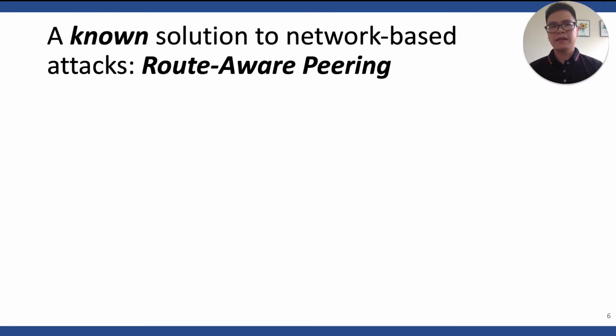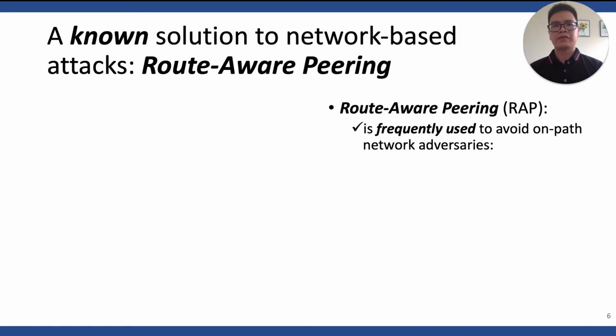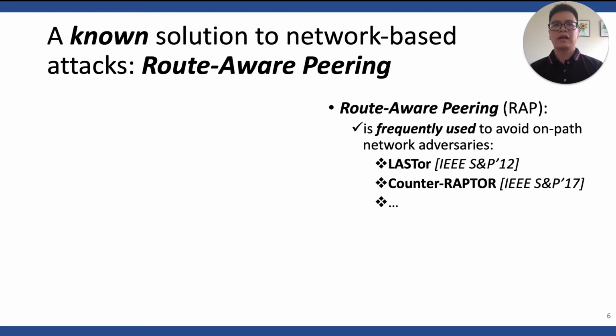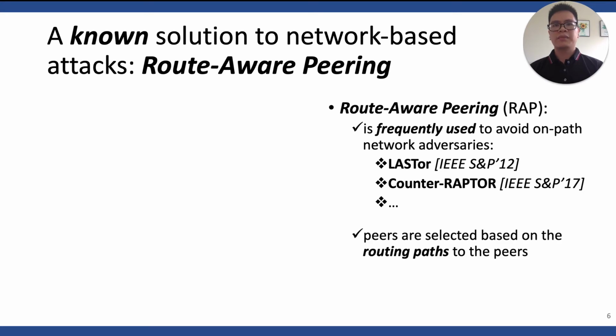Knowing the limitations of existing countermeasures, we turn our attention to a known solution from the literature that has been used to handle similar attacks launched by network adversaries, which is route-aware peering, or RAP. RAP is frequently used to avoid on-path network adversaries, especially in Tor systems such as Astoria or Counter-RAPTOR, and so on. Under RAP, peers are selected based on the routing paths to the peers.